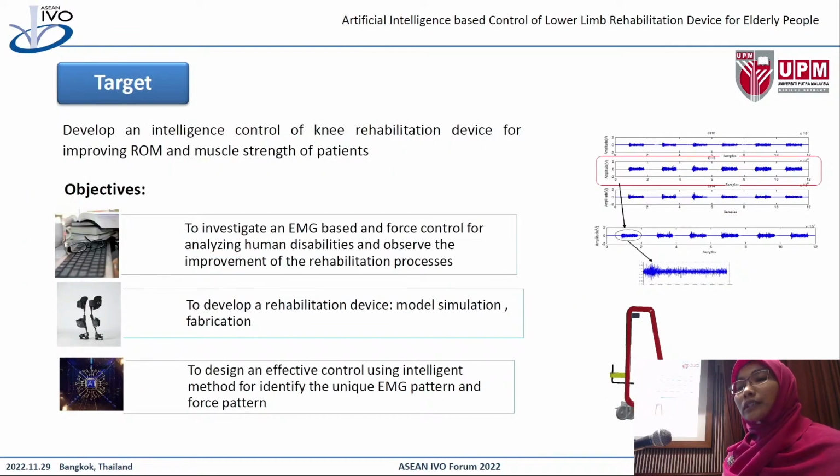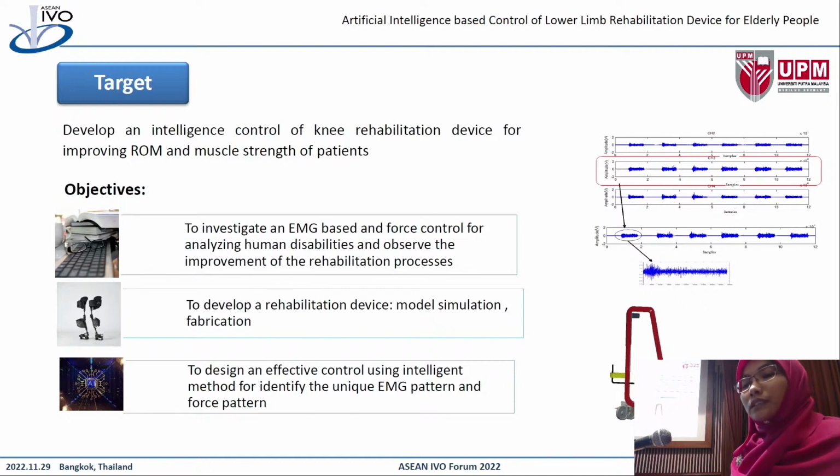The target of the research project is to develop an intelligent control of the knee rehabilitation device for improving the range of motion and muscle strength of patients. So this is the future work that we plan, which is covered under objective 3.